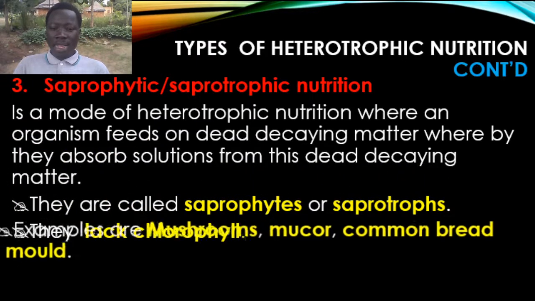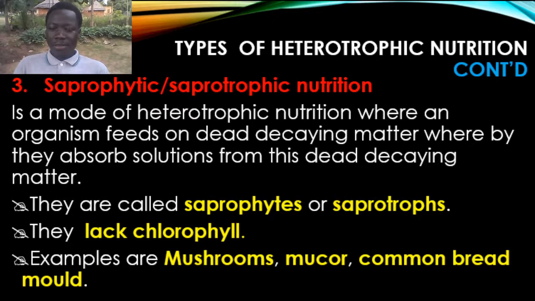Let me give you an example, it makes it much clearer. If we take mushrooms, mushrooms normally grow where there is some decaying organic matter. So whenever mushrooms have grown, know that there is dead decaying organic matter in that soil. They grow there because they can feed by absorbing the solution form of those nutrients in the decaying matter.